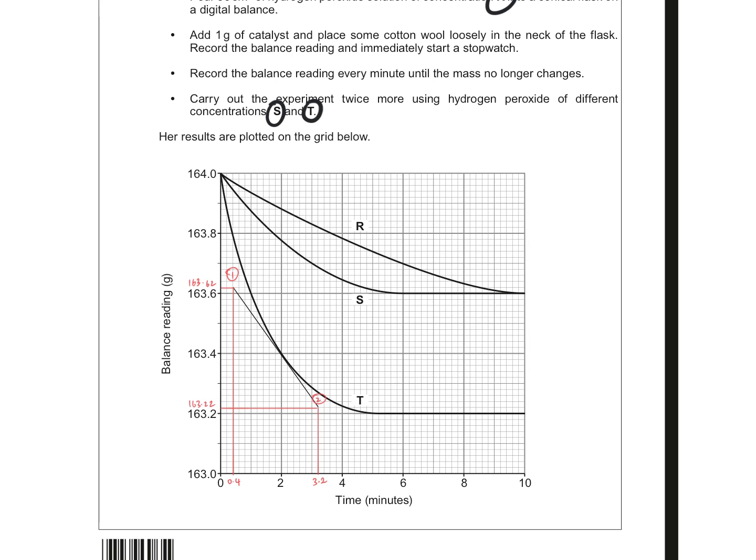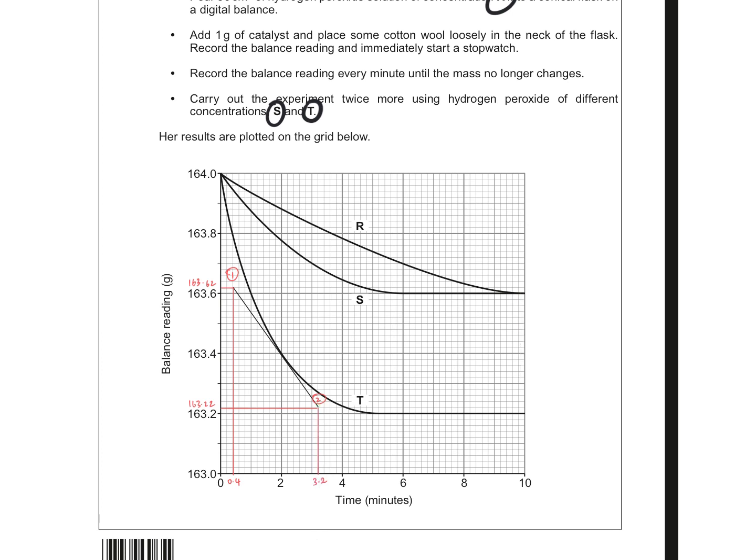Now, we can see that R, S and T are all at different rates because some lines are steeper than others. T is the fastest because it's the steepest. Out of R and S, R is the slowest and S is in the middle. R and S, we've used exactly the same amount because it's ended in the same place.